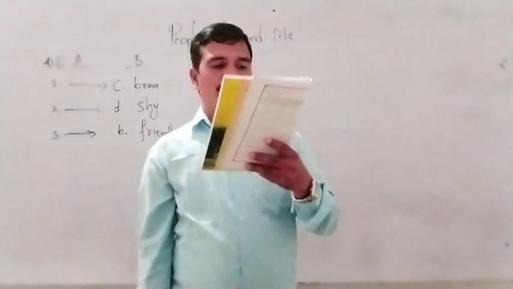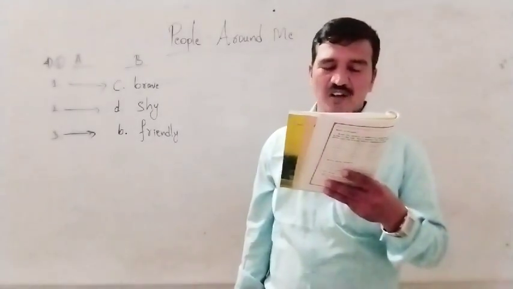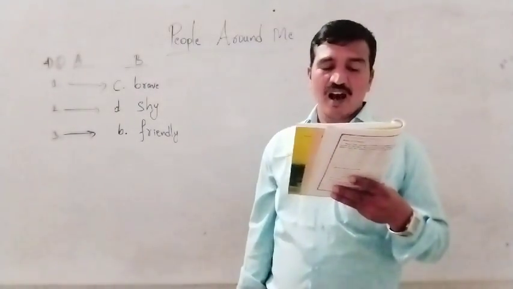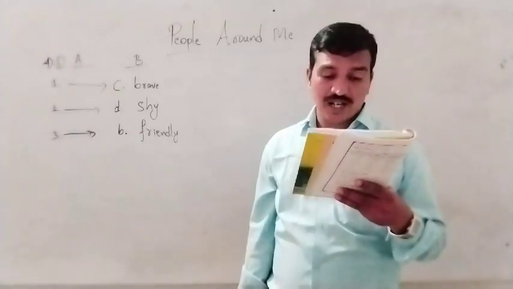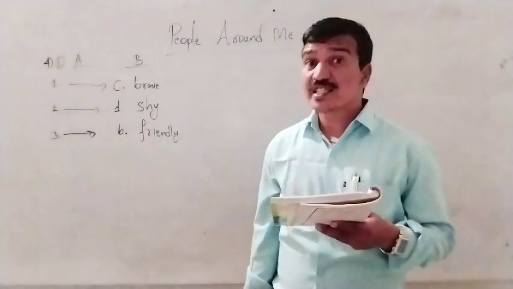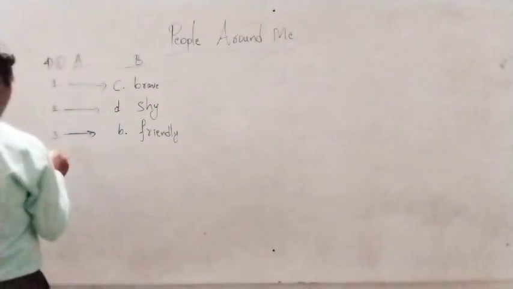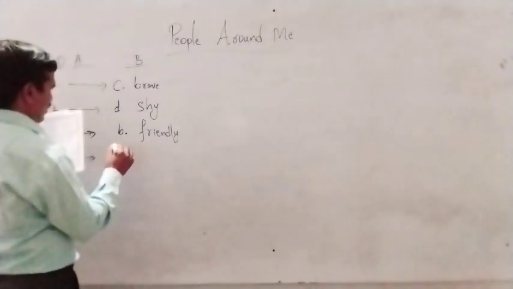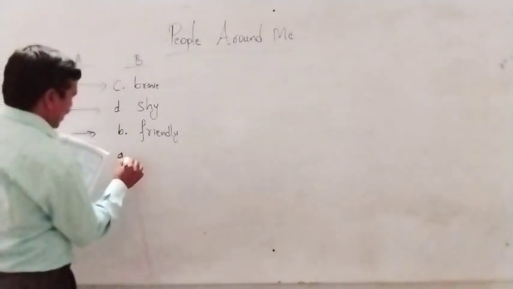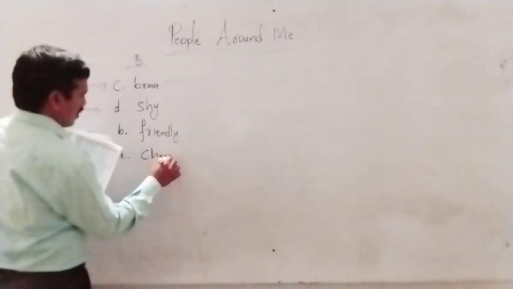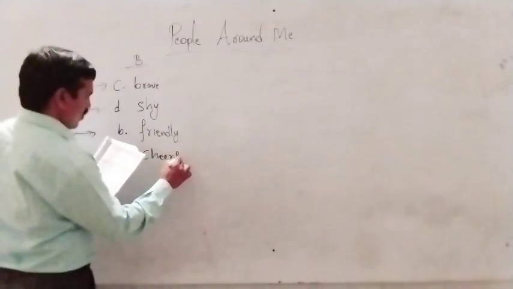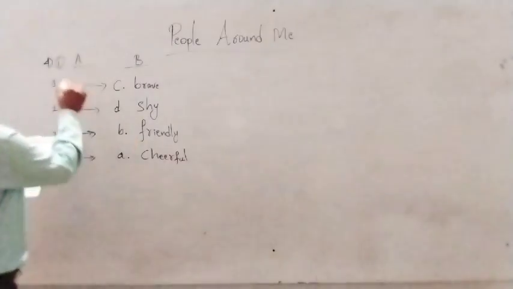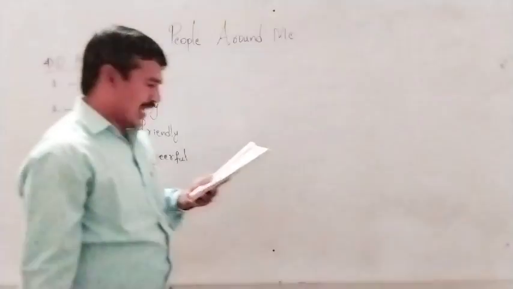Fourth one, this person is happy and smiles all the time. Yes, he was cheerful. The fourth one answer is A. Option A. Cheerful. Okay. Now the next question.